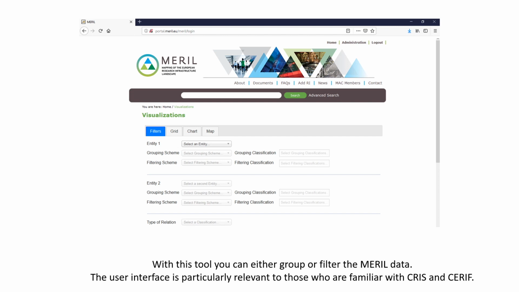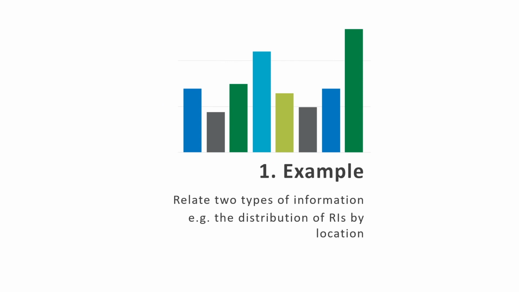With this tool, you can either group or filter the MERIL data. The user interface is particularly relevant for those who are familiar with CRIS and CERIF. 1. Example. Relate two types of information, e.g. the distribution of RIs by location.